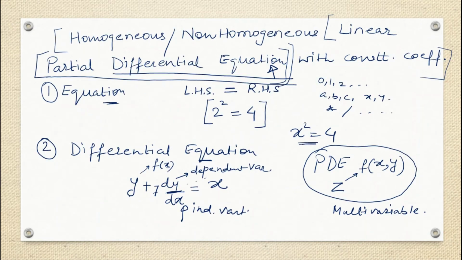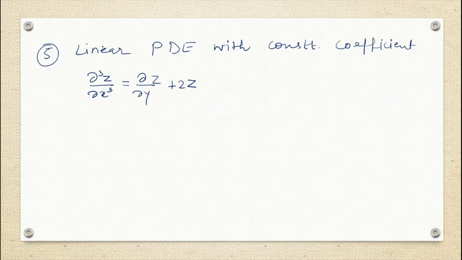Now we will move to find what a linear partial differential equation with constant coefficient is. So this is a linear partial differential equation with constant coefficient. Why does this example satisfy this? Because the coefficients of each and every term are constant. Here the coefficient is 1, here the coefficient is 1, here the coefficient is 2, right? So we don't have any variable coefficients in any of these terms. So it is called a linear PDE with constant coefficient.